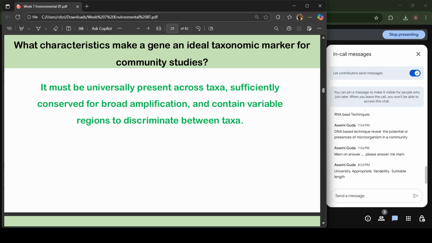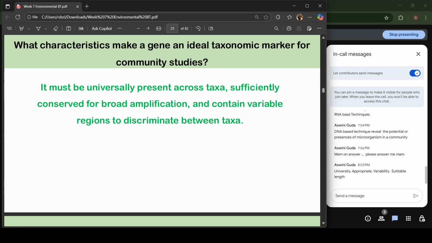So you talked about variability. The only thing that you left is the conserved region. Only when there is a conserved region present can we have primers designed for it, and we should have some commonality. There should also be some variability of that gene in all the organisms.